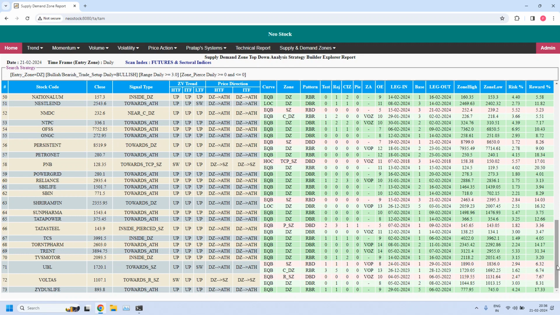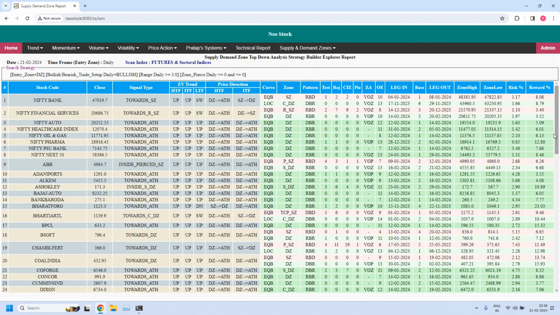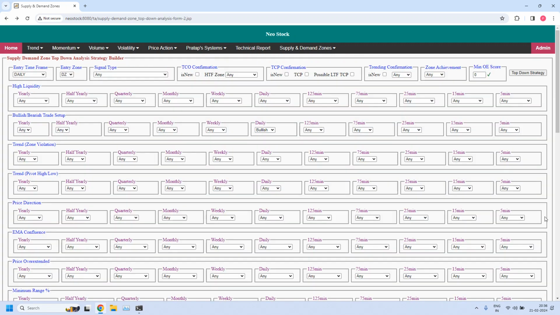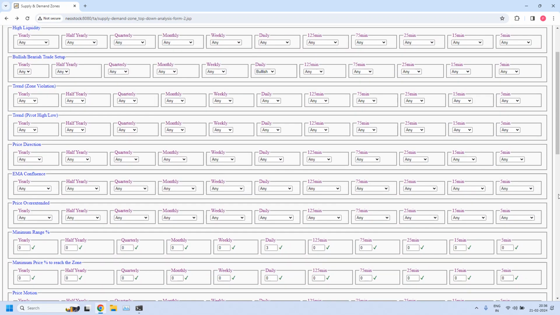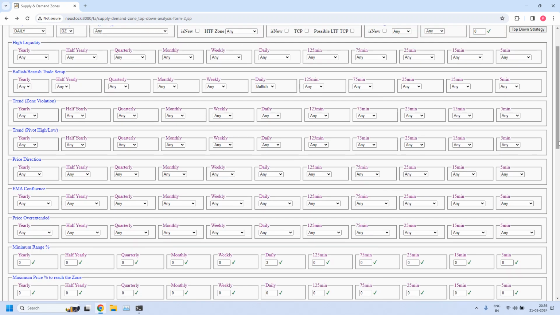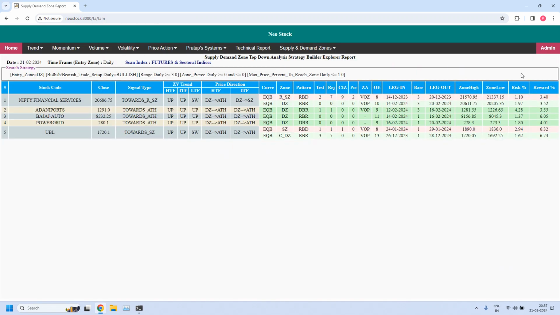Let us generate 3 individual reports. That is 1% near to the demand zone, 2% near to the demand zone, and 3% near to the demand zone. So let me go back, and here we have a parameter. The last parameter in this page is maximum price percent to reach the zone. At daily time frame, I am setting the value 1. It indicates within 1% to the demand zone, whatever the stocks are there, they will be filtered. So currently within 1% to the demand zone, 5 stocks are there.